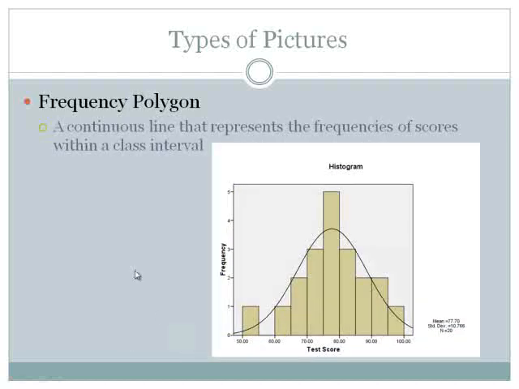A frequency polygon is the next type of picture. Here, the middle of each of the bars is connected by a line that really kind of smooths out the picture for you. Most frequency polygons in social sciences will look like or will follow the pattern of what's called the normal curve. We'll be using the normal curve quite a bit during the term, so you'll hear more about it and a lot about it a little bit later.